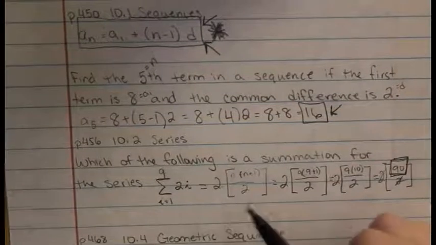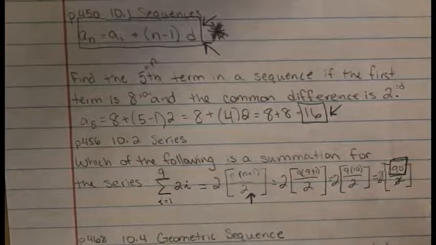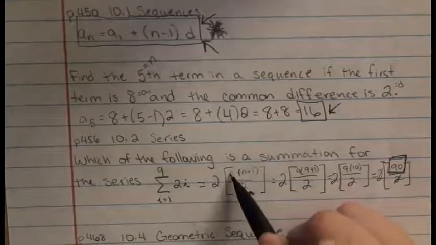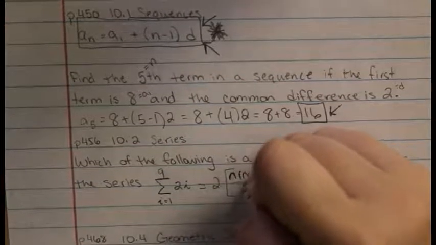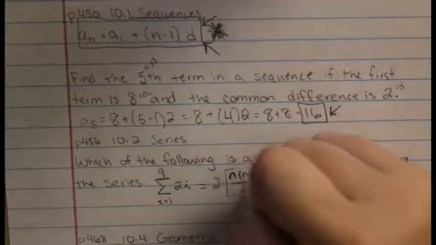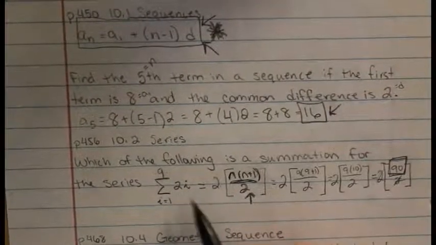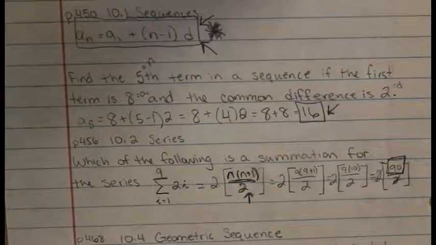So don't forget this formula right here. It is n times n plus 1 divided by 2. If you end up with something in front of i, it means it's going to be multiplied at the very end, which in our case got canceled out.